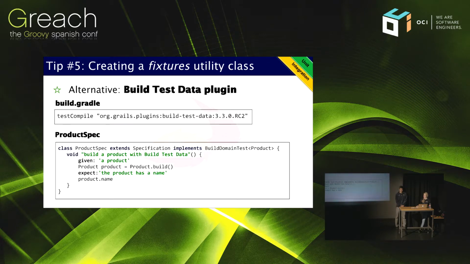You can also use the build test data plugin that allows you to create instances of domain classes automatically. However, some constraints like custom validator constraints aren't supported, so the fixture class alternative gives you more control over this.